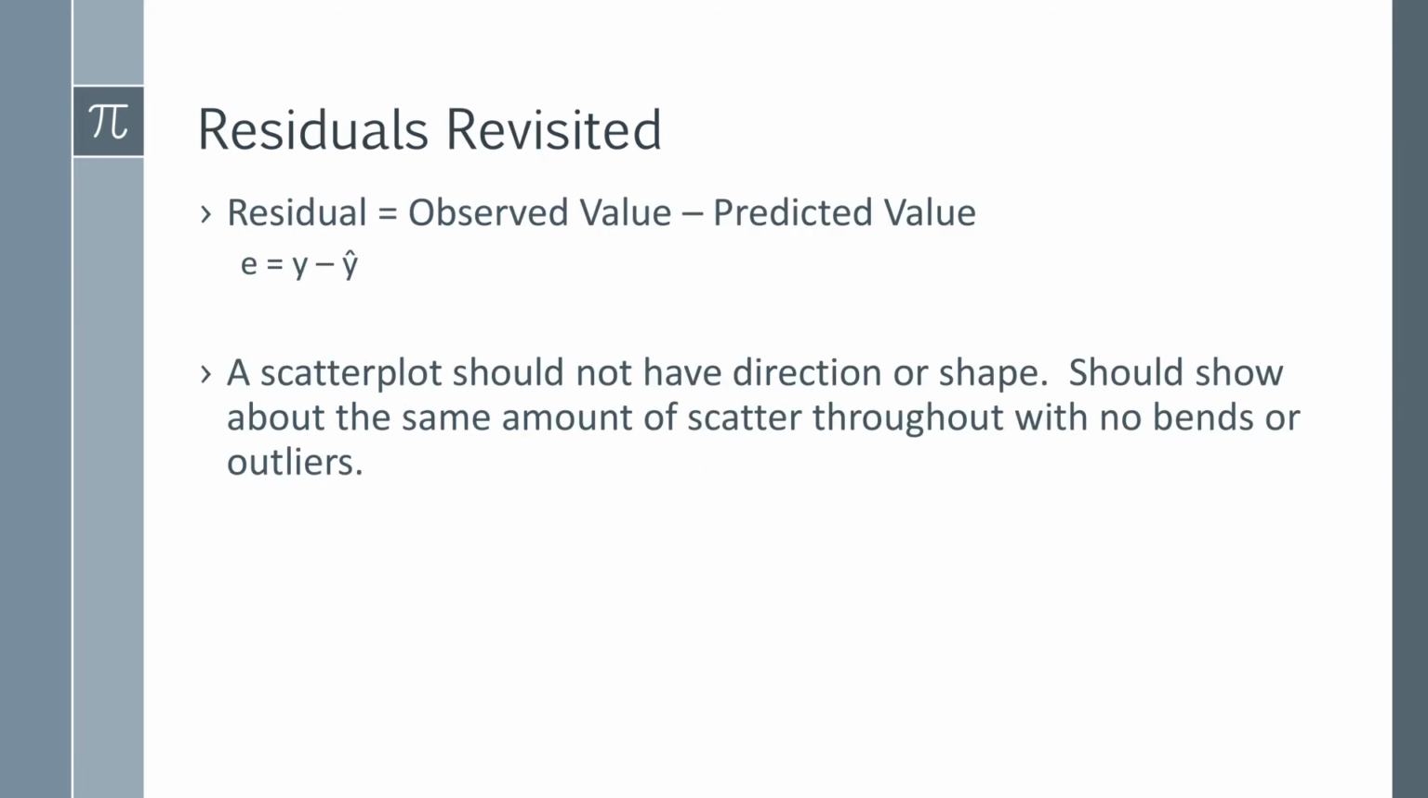Let's go back and talk about residuals for a moment. Remember, your residual is your observed value minus your predicted value, represented by e equals y minus y hat. When we're working with linear regression, we want to look at a scatter plot of the residuals. This scatter plot should not have any direction or shape, and it should show about the same amount of scatter throughout, without any bends, outliers, or patterns.